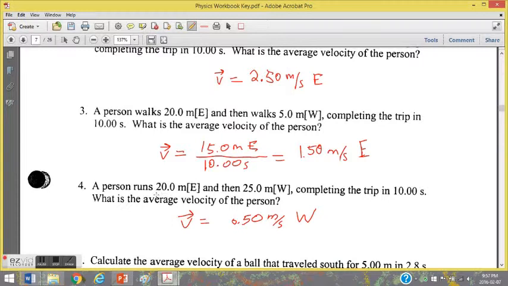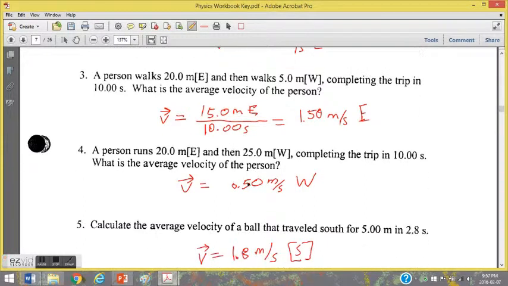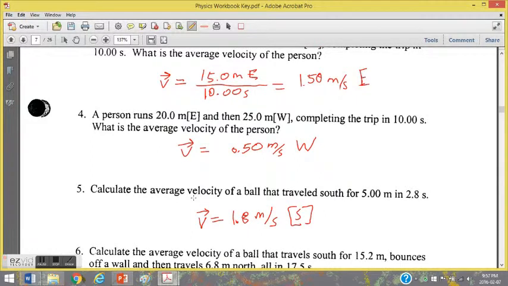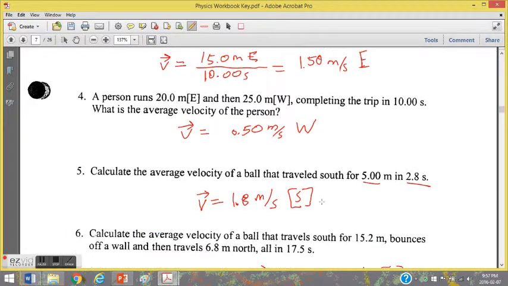Okay, person runs 20 meters east, then 25 meters west. That's a grand total of 5 meters west. I'm completing that trip in 10 seconds. 0.50 meters per second west. It is only two significant digits because when we do this subtraction here, we end up using the same number of decimal places. And there we have it. Number 5, 1.8 meters per second south. Okay, total distance, total time.